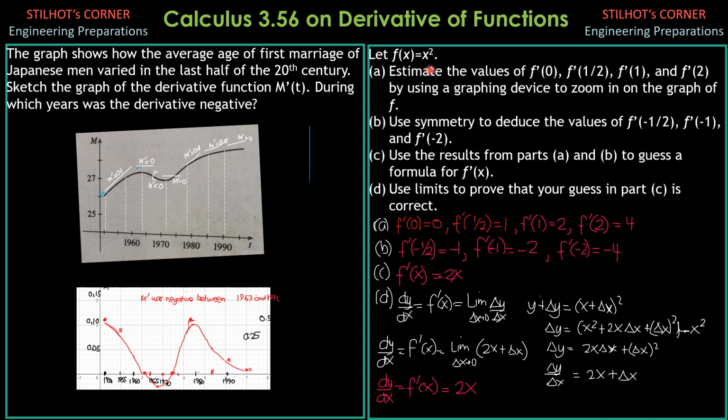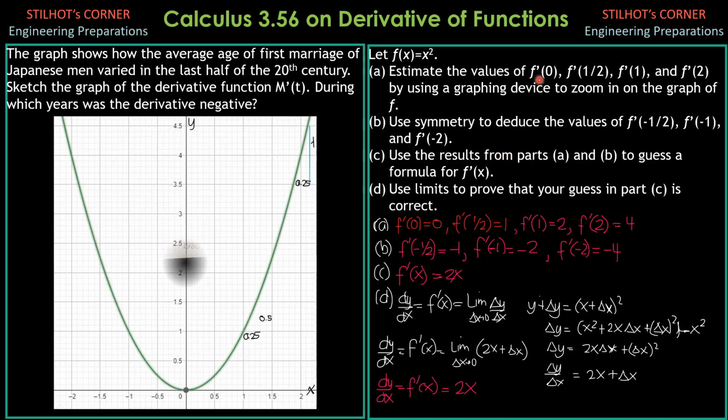Let f of x equals x squared. The graph y equals x squared is a parabola open upward. Estimate the values of f prime of 0, f prime of 1/2, f prime of 1, and f prime of 2 by using a graphing device to zoom in on the graph of f. Use symmetry to deduce the values of f prime of negative 1/2, f prime of negative 1, and f prime of negative 2. Use the results from parts A and B to guess a formula for f prime of x. Then use limits to prove that your guess in part C is correct.